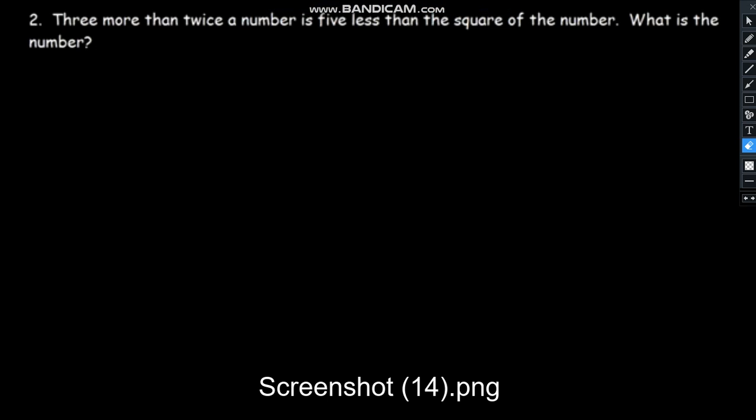Okay, so we move on to the next question. The next question is: 3 more than twice a number is 5 less than the square of the number. What is the number? Let's try solving this too.